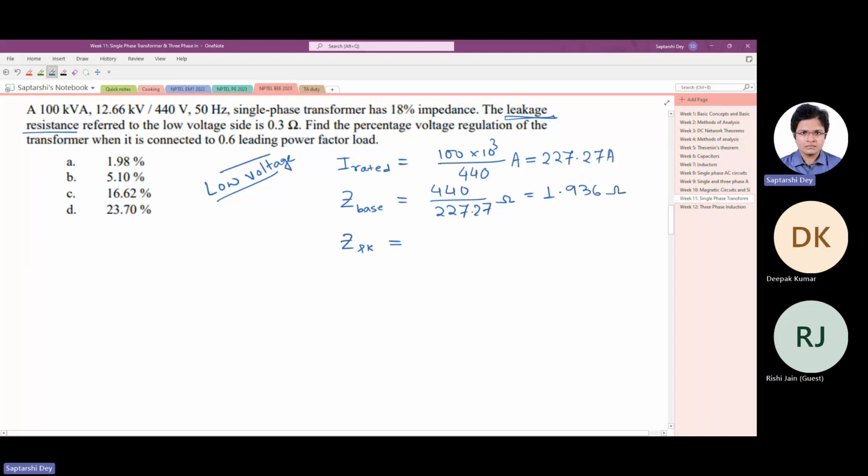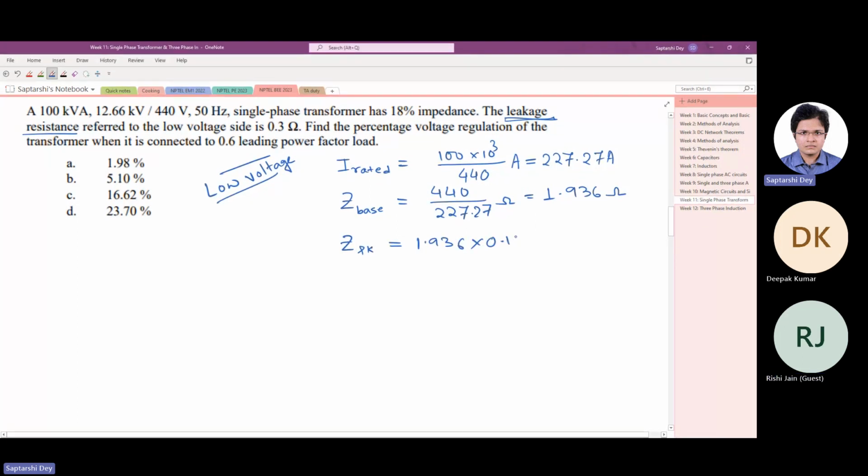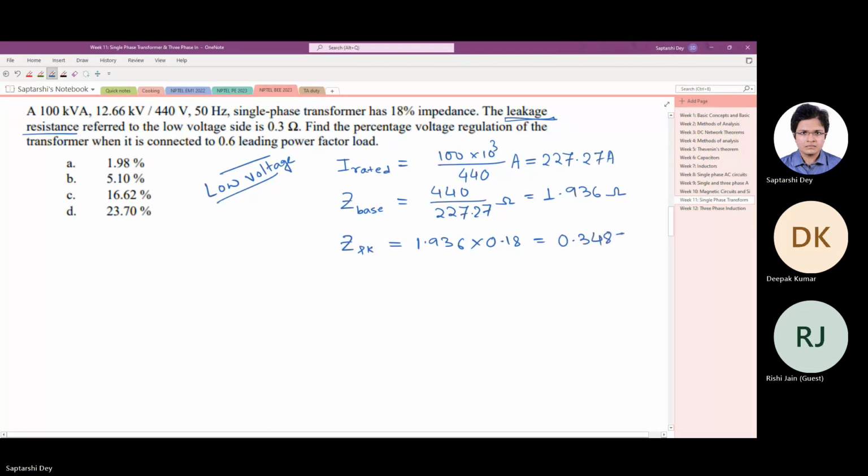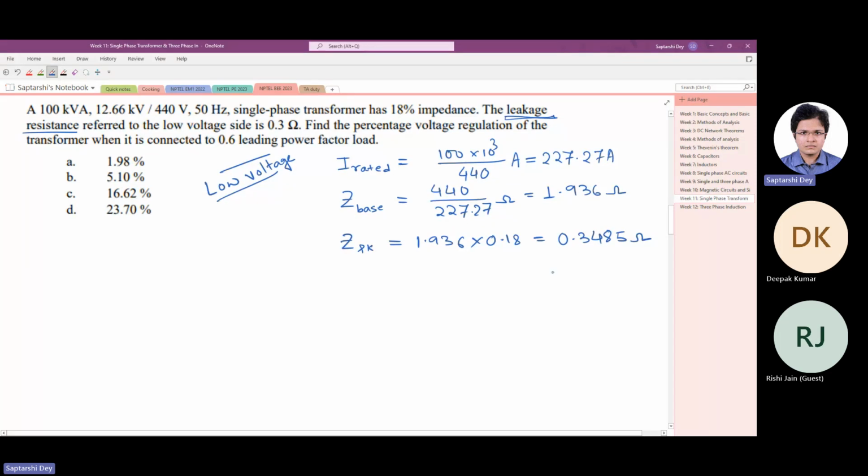The per unit impedance does not change whether you calculate it at the low voltage or high voltage side. In the high voltage side also, if you refer all the impedance to the high voltage side and then calculate the per unit impedance, you will get the same thing. Same 18% you will get. So the leakage impedance is the 18% of the base. So 1.936 times 0.18, which gives us 0.348 ohm. So this is the leakage impedance.